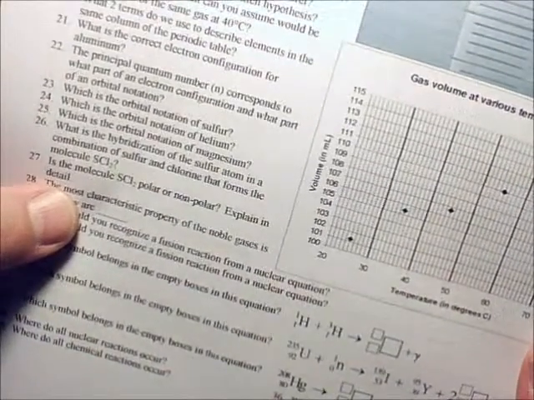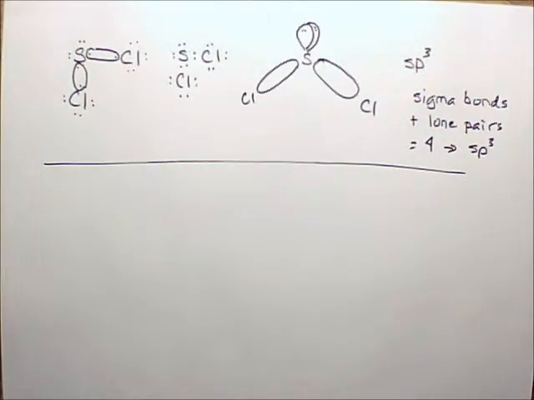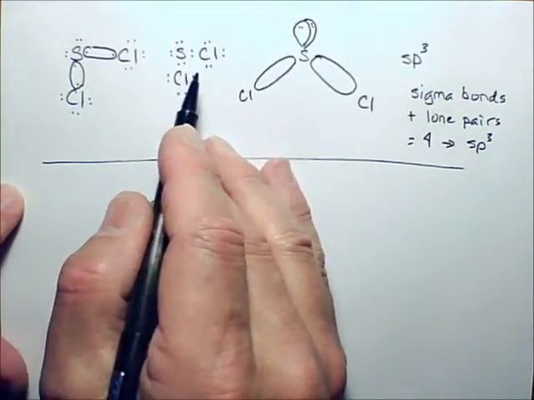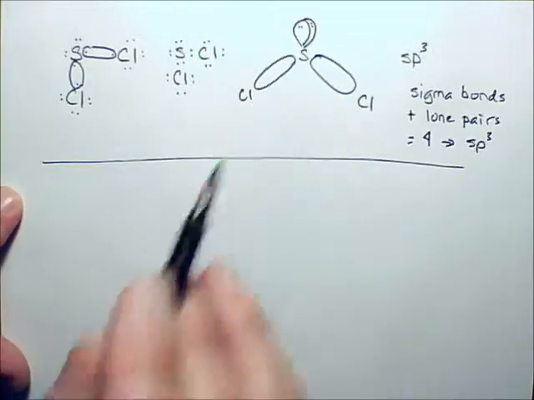So number 27, is it polar or nonpolar? Well, for that, we've got to do some other things. For polar or nonpolar, we have to figure out the shape of the molecule. This is showing the shape of the bonds.